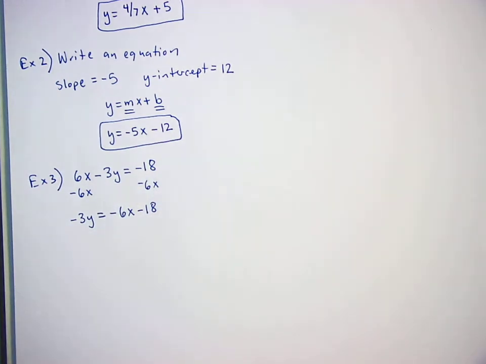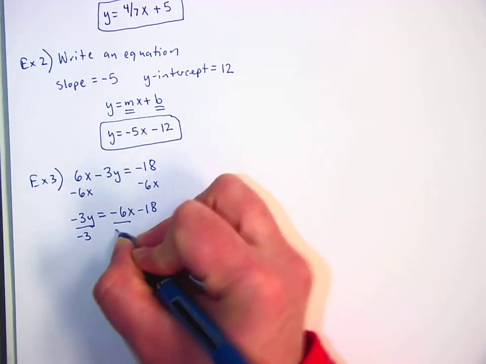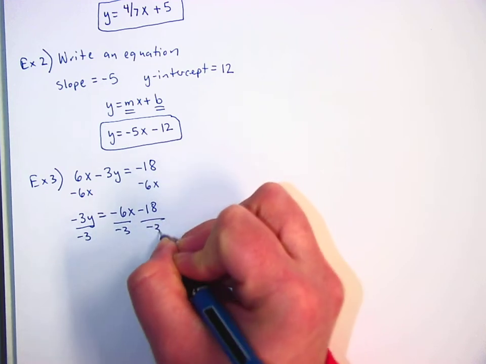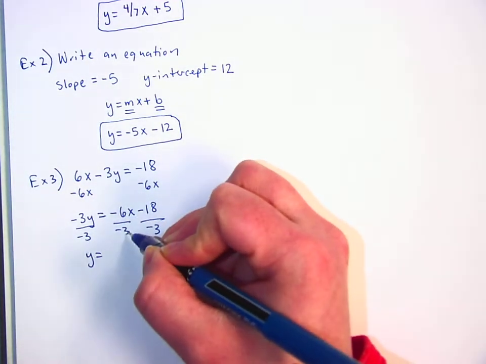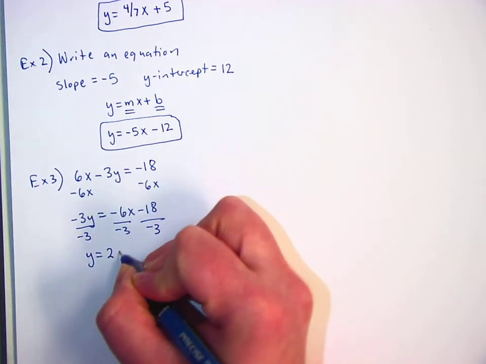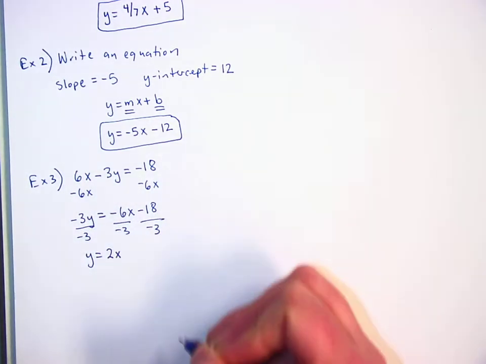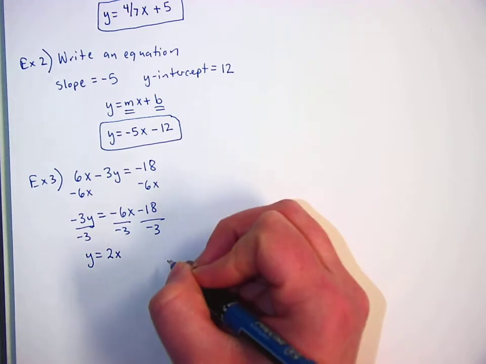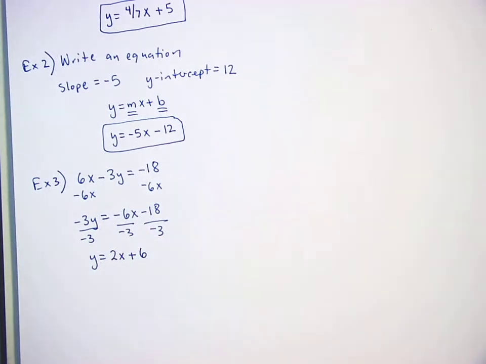Okay, now I still need to get the y by itself, so right now it's times by a -3, so to get rid of that, I'm going to divide by a -3 all over. So now this is y equals -6 divided by -3 is a +2. And a -18 divided by a -3 is +6. So it should look like that when you're done.